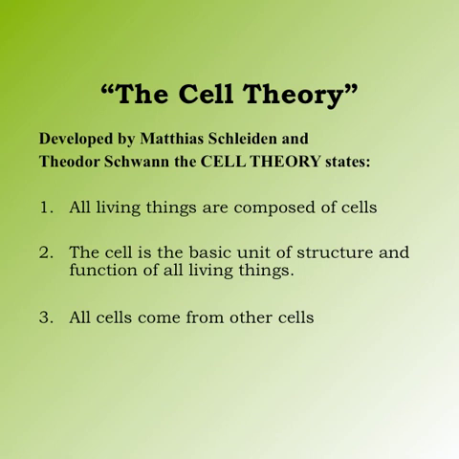All three parts to it. All living things are composed of cells. If you're alive, you're made up of cells, or you're a single cell. The cell is the basic unit and structure of life, and all cells come from cells. So if you're alive, you're made up of cells. The cell is the basic, smallest unit of life, and cells come from other cells.